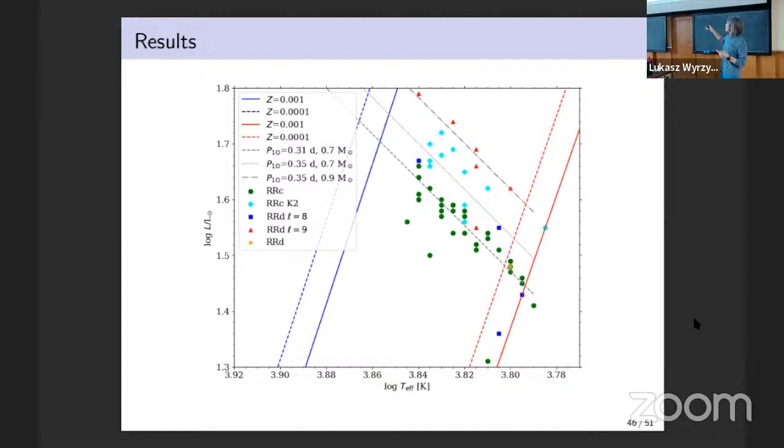And there is one orange star here, RD, that's located here. So this is the star in which we have fundamental mode, first overtone, and both non-radial modes. So we have 4 modes, so it's perfect.